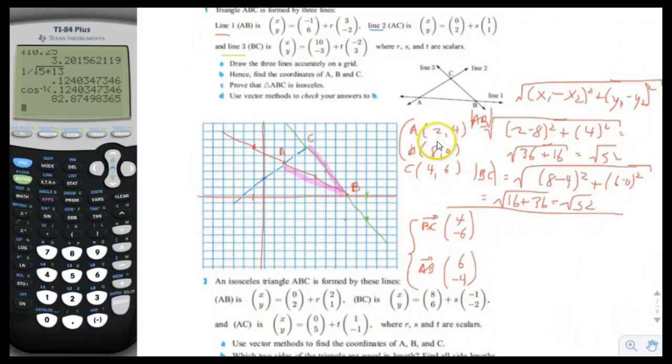What about A to B? So we're going to make a vector out of this. So 8 minus 2 is 6, and 0 minus 4 is negative 4. So that's another vector. Okay.